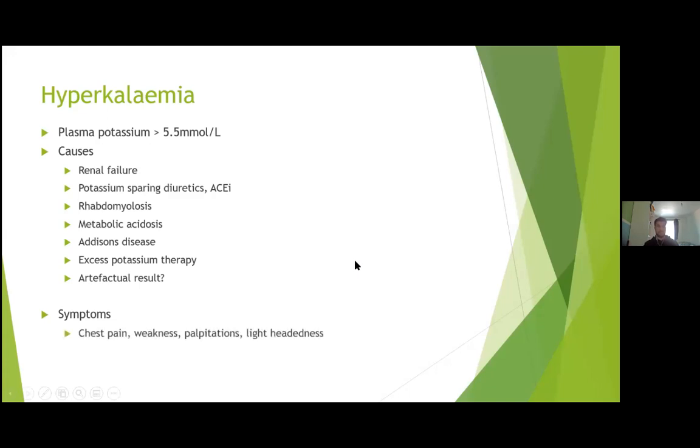So yeah, you can get some different symptoms. A lot of the time, if it's not very high, they're probably asymptomatic, but you can get chest pain, weakness, palpitations, lightheadedness, that sort of thing. And the thing is to get an ECG done. It's important to get an ECG done, because if the ECG changes, then that will probably affect your management.